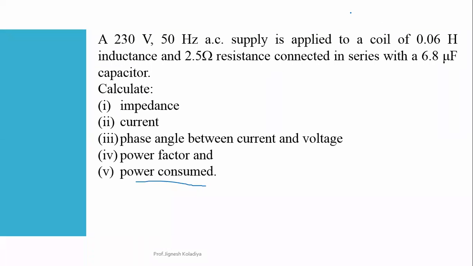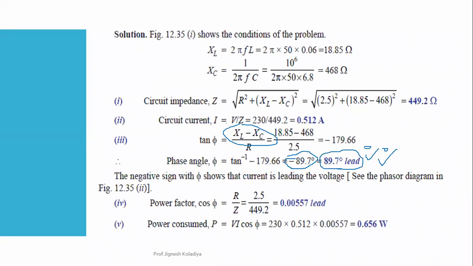Point 0.66. Okay. Yes. So here you can see the power factor is 0.00557 lead, and power consumed is VI cos phi. V is given 230, I is already calculated 0.512, and cos phi is 0.00557. So you will get 0.656 watt, the total power consumed.